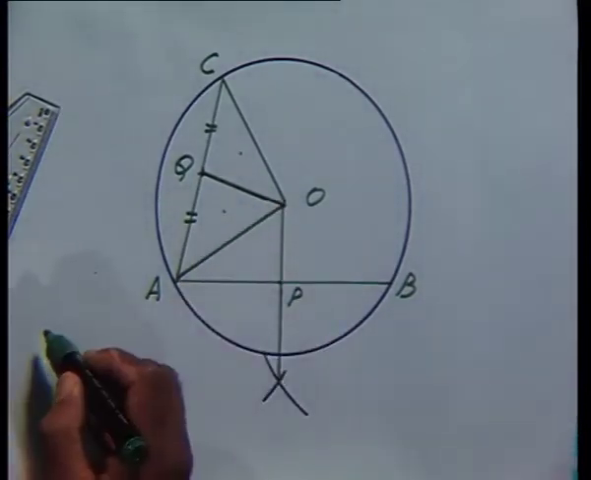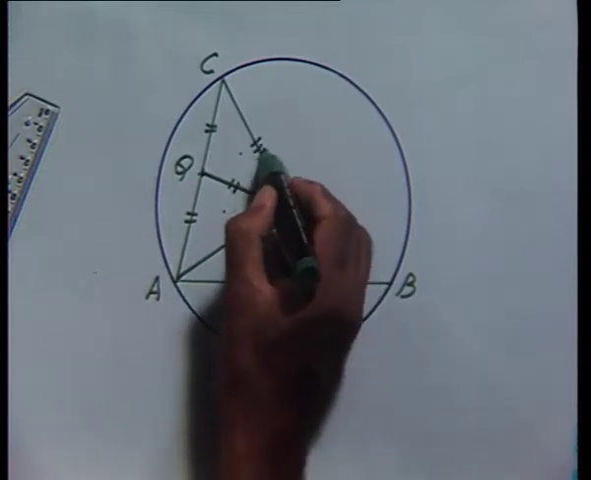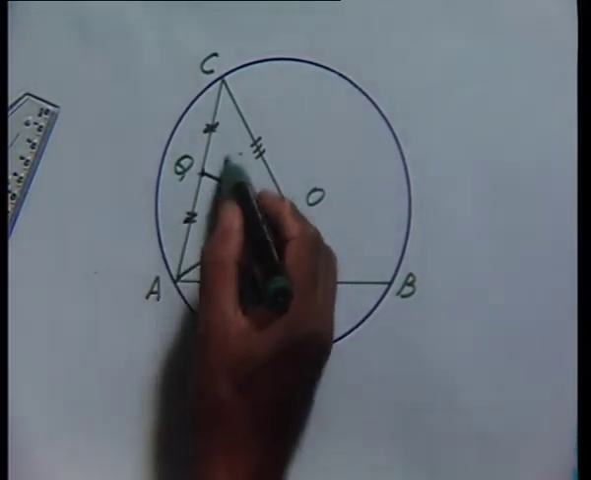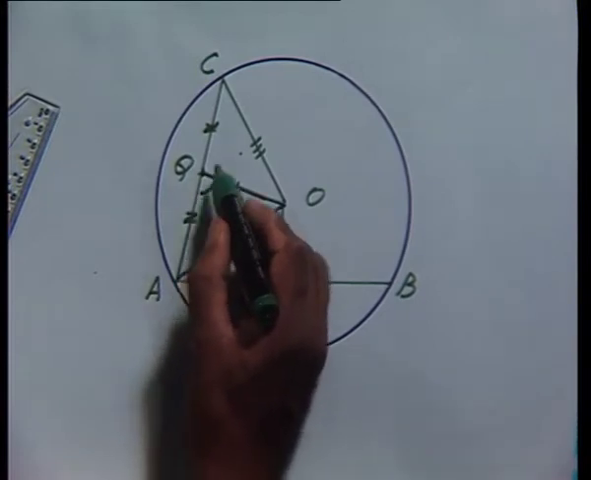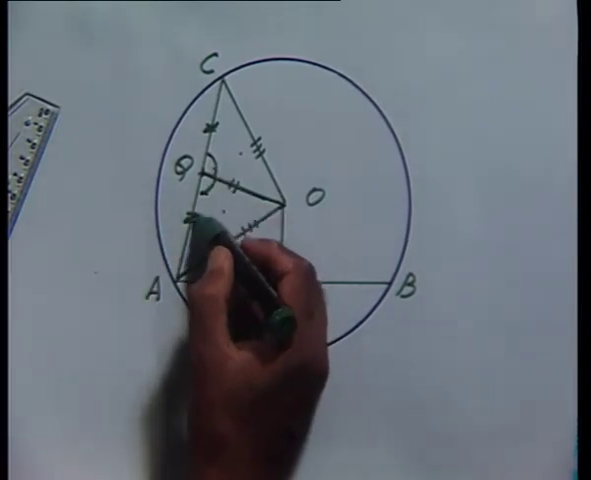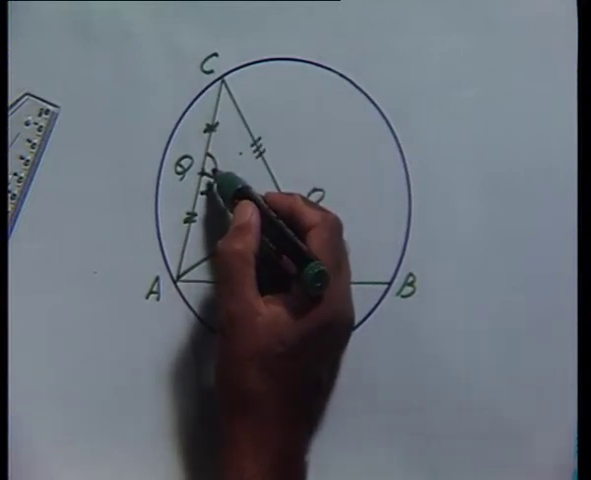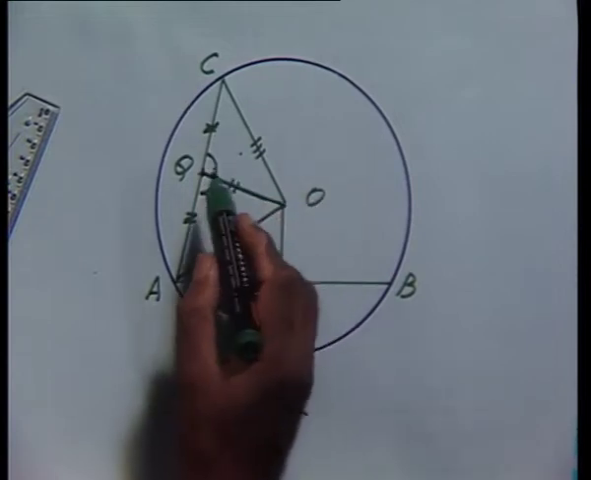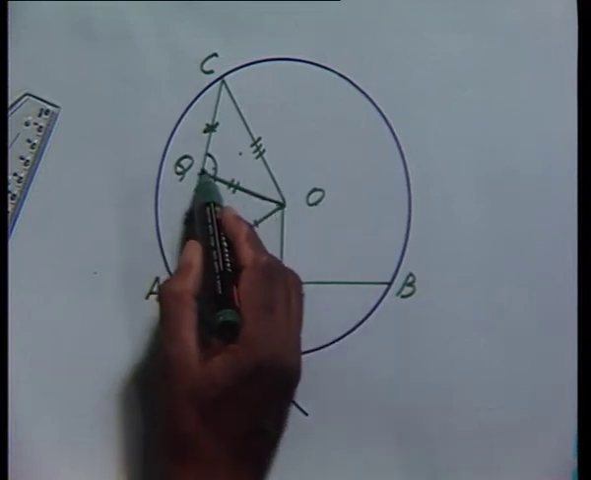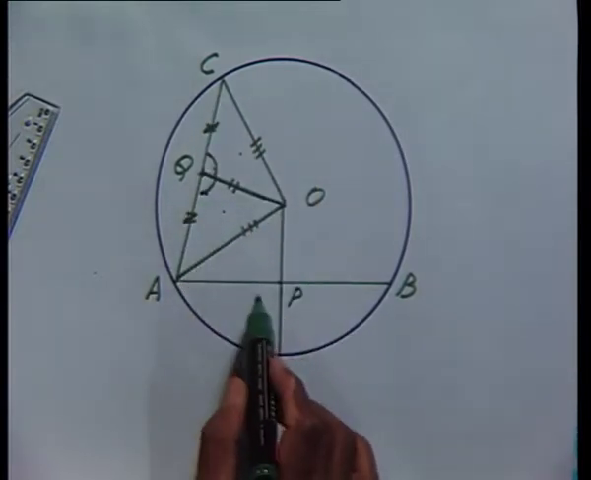In these two triangles, I find that this is a common side, these two are equal because they are the radii, and I have taken this equal to this. So, these two triangles will be congruent, which means this angle and this angle should be equal. If these two angles are equal, what is their sum? They are on the same line. So, each should be of what? 90 degrees. If each is 90 degrees, that means this OQ, which is joining the center to the middle point of this chord, is perpendicular.